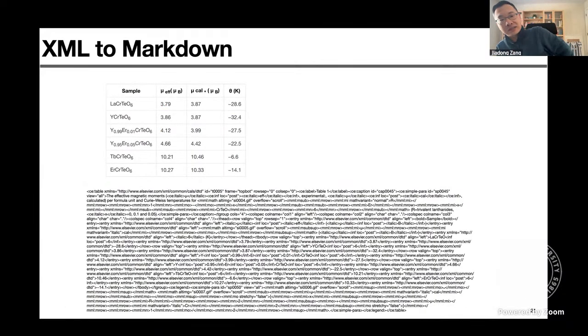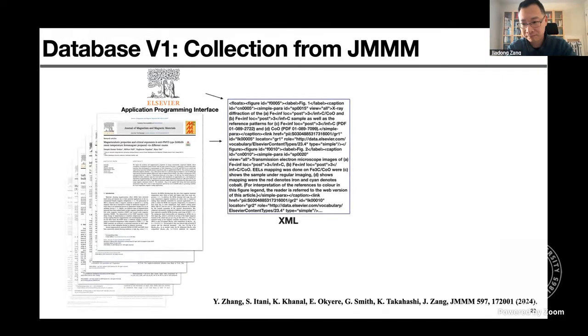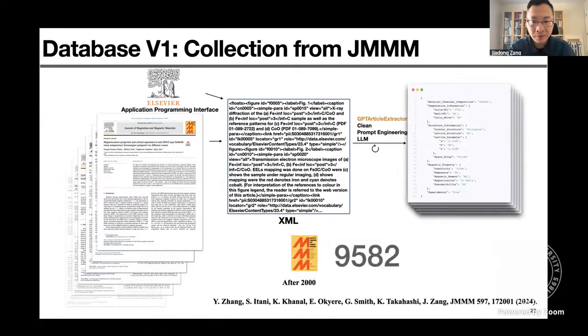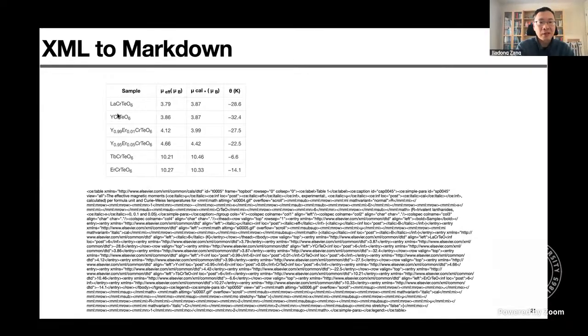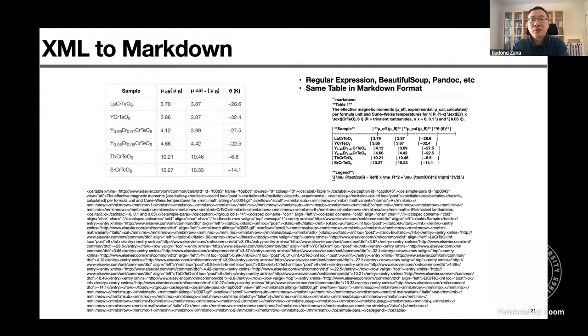After that, we noticed that we missed a lot of data from tables, because here we only processed the text. Take the data in a table, for example: this is a table in the paper, and this is the corresponding XML file, which is extremely complicated. We spent a lot of effort using regular expressions, Beautiful Soup, and other packages, and eventually we were able to convert these tables into this nice markdown form. Then we can feed it into the large model.